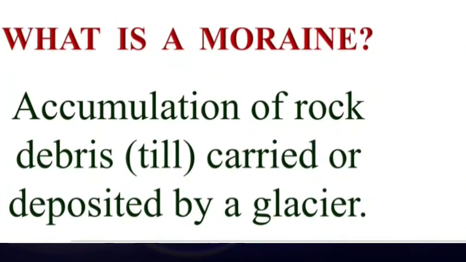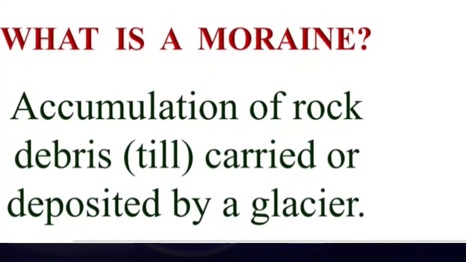What is a moraine? Accumulation of rock debris, meaning waste material, carried or deposited by a glacier is called a moraine. See here.